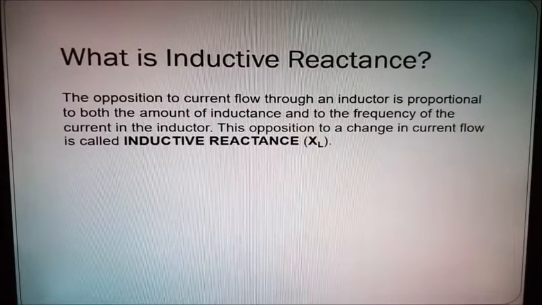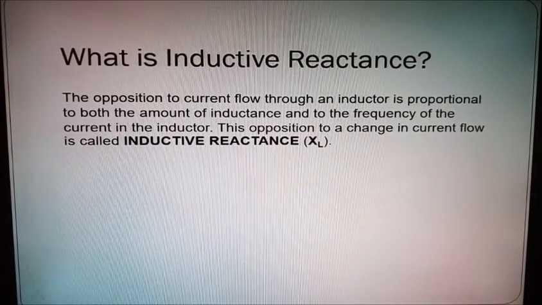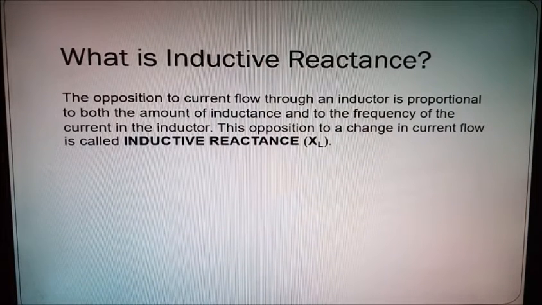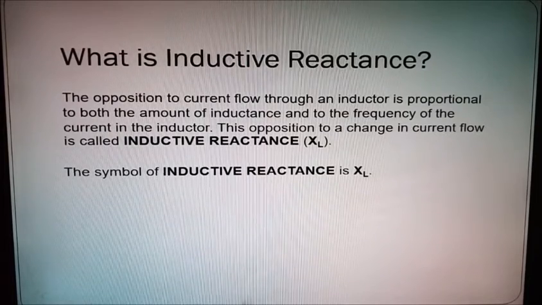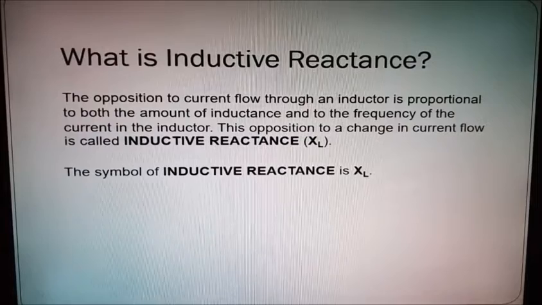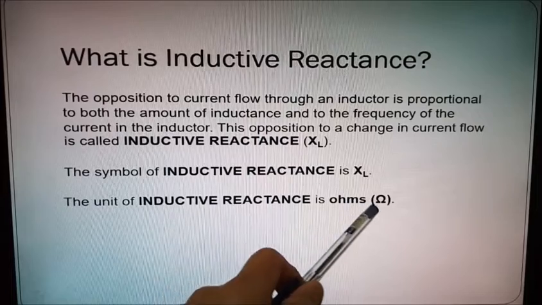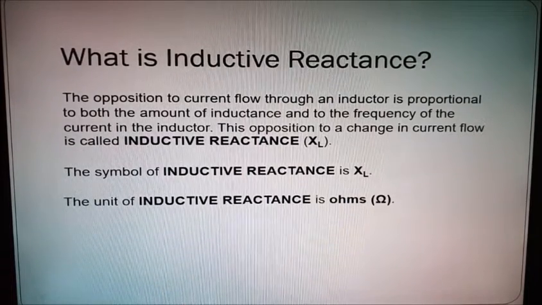Inductive reactance is the opposition to current flow through an inductor. It is proportional to both the amount of inductance and the frequency of the current in the inductor. This opposition to a change in current flow is called inductive reactance. The symbol of inductive reactance is XL, and its unit is ohms, or the symbol omega.